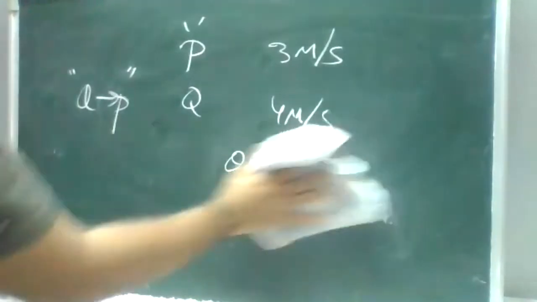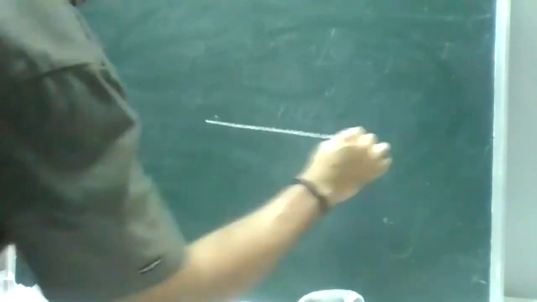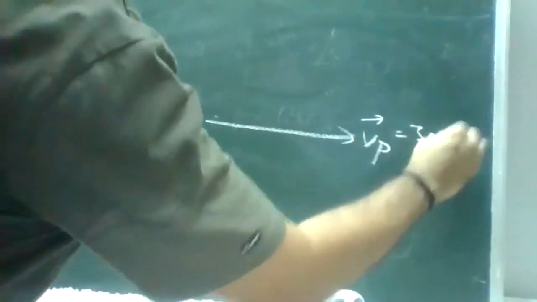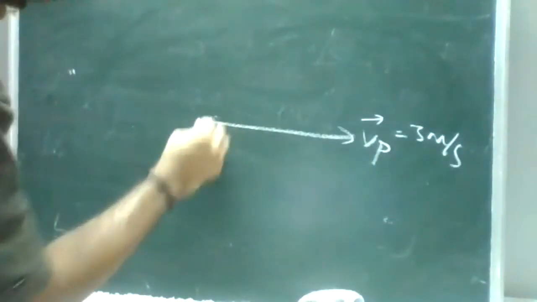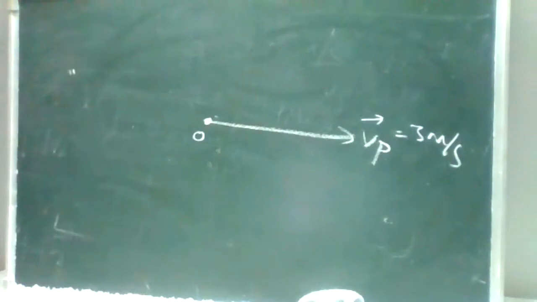Now I'm drawing a vector diagram here one by one. Assume there is a P vector, I'll take it as VP. It was traveling in a straight line with a velocity of 3 meters per second. I'll consider VP as 3 meters per second, starting from the origin, the start point or initial point.